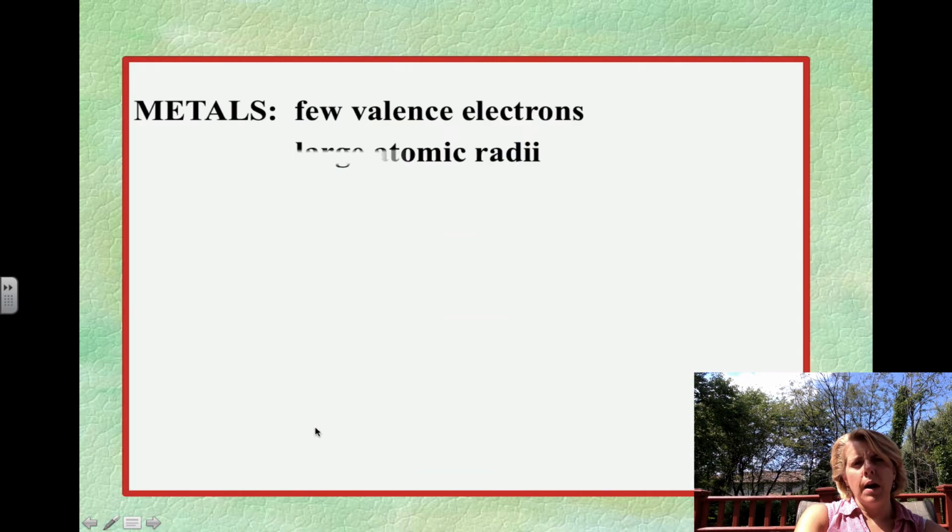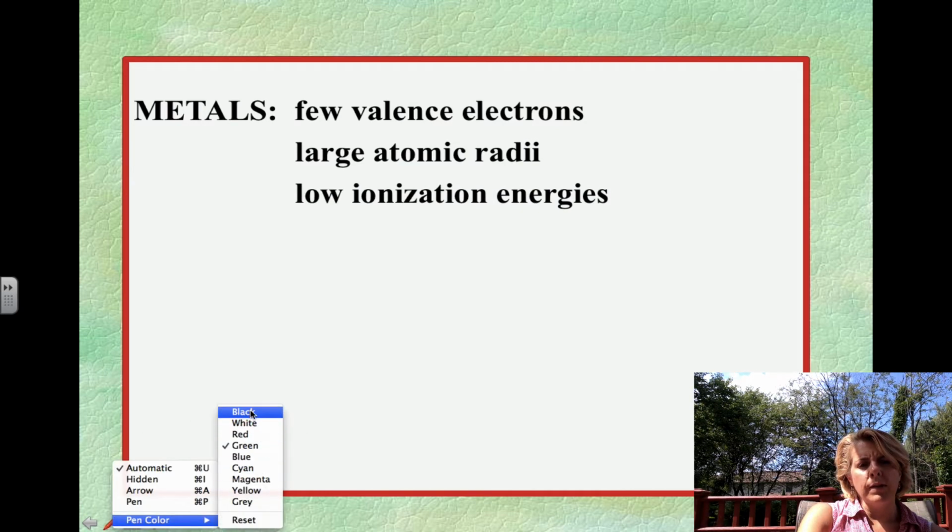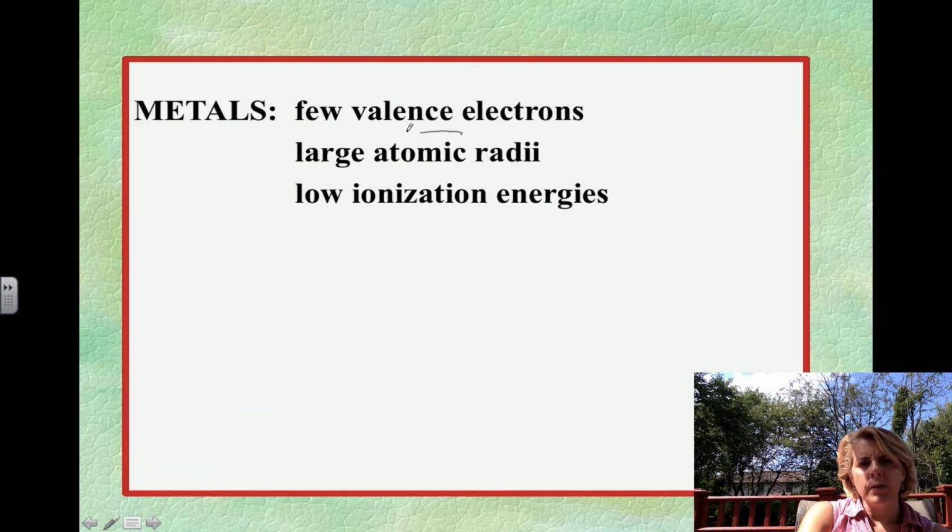Okay, here we go. This is a summary for metals. Notice that metals tend to have few outer electrons, so wherever you see the term valence, we're essentially talking about outer electrons.